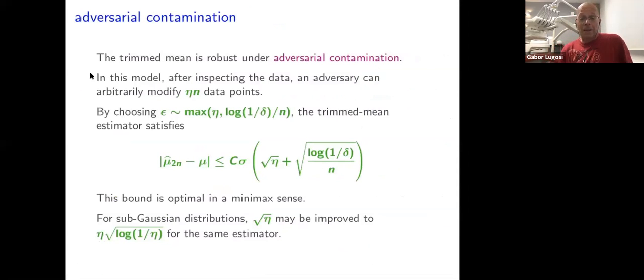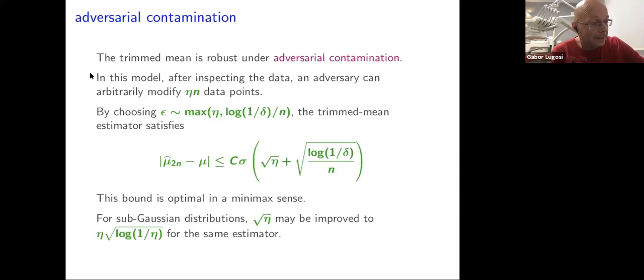So a really nice property of the trim mean estimator is that it's robust under adversarial contamination. So what does adversarial contamination mean? It means that we can have an attacker, an adversary, who can look at the data first. The adversary knows exactly what we're doing. The adversary knows the algorithm that we will use. And the adversary can inspect the data, and he has a budget to change eta times n points any way he or she likes, trying to work against us, all right?